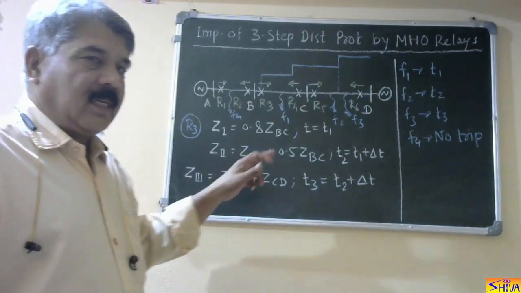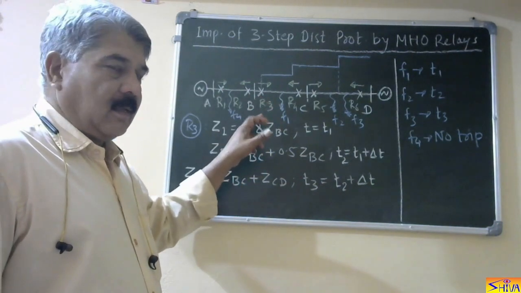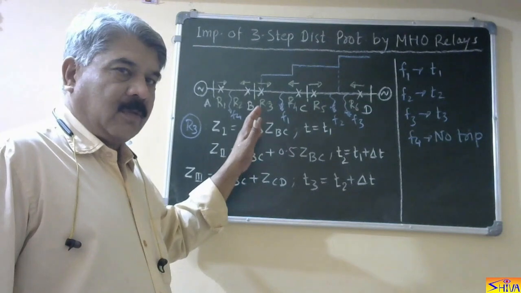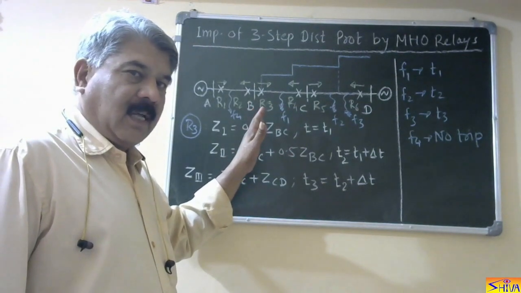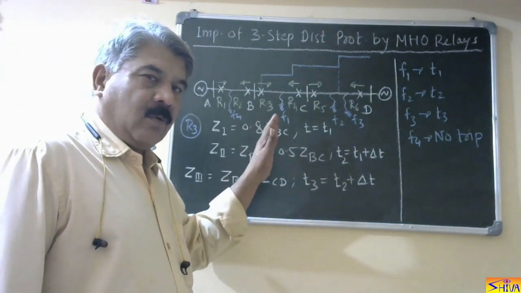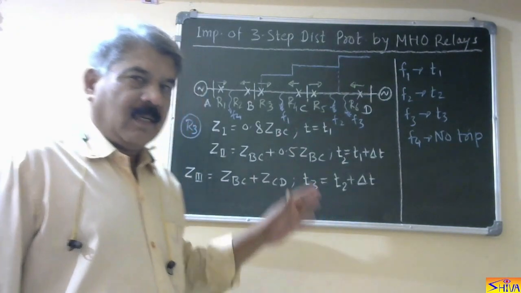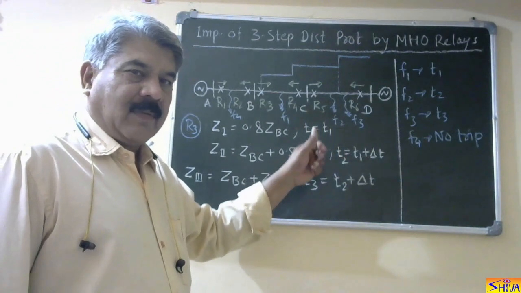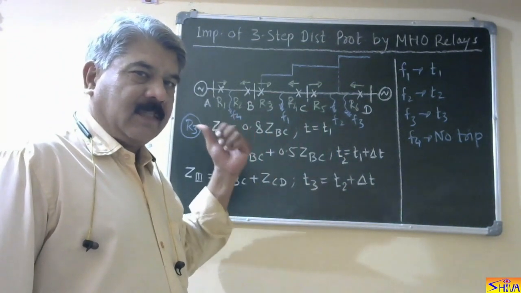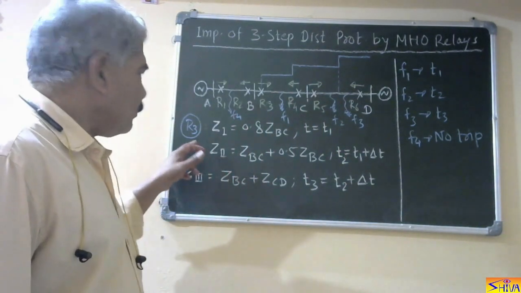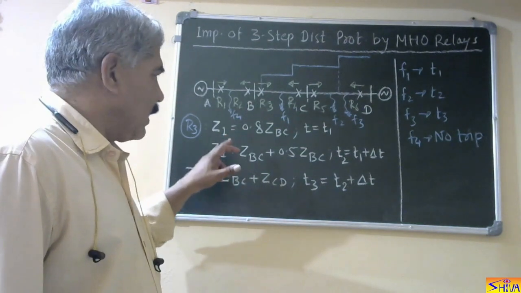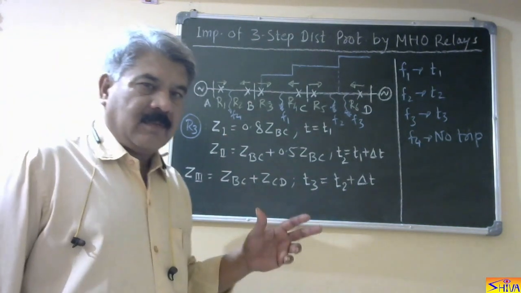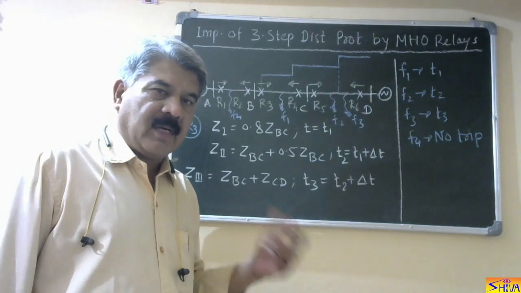Now let us consider relay R3. We are considering relay R3 because by considering relay R3, we are able to show the faults in all three steps, that is F1, F2, F3, as well as fault in the reverse direction also, that is F4. Now R3 is mho relay. So it will sense the impedance and operate accordingly.